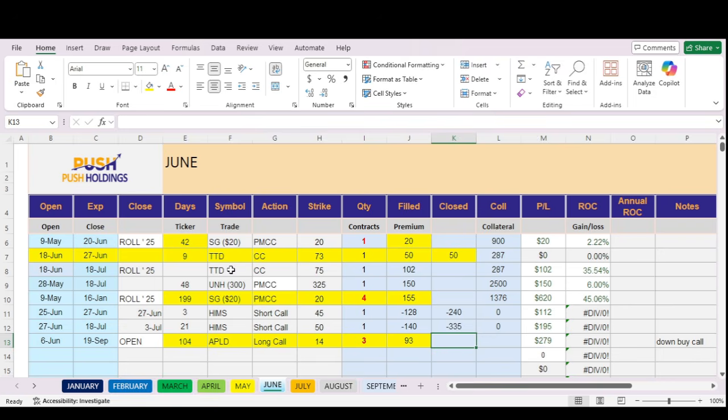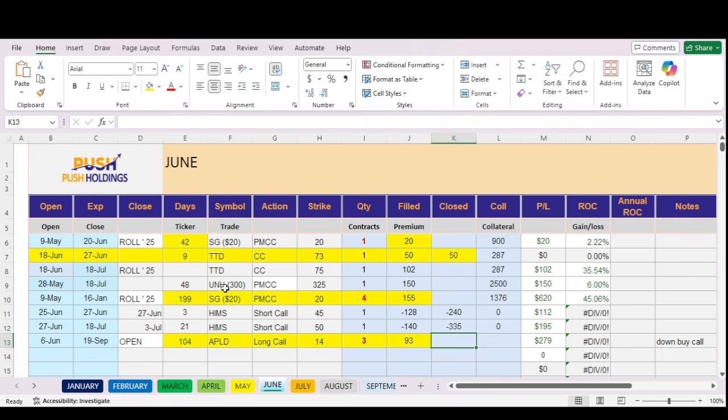Next, we have another TTD trade, and that one is for a $75 strike price. I did receive a lot more premium right here, and that one is still open. The closing of that one is going to be July 18th right here. Now for our next trade, I actually opened this on the 28th of May, and the expiration date was July 18th. That gives me around 48 days for expiration.